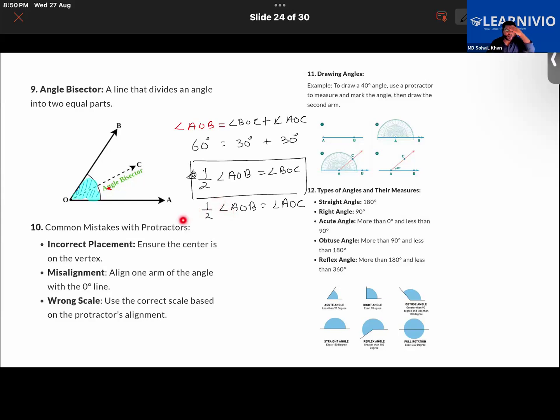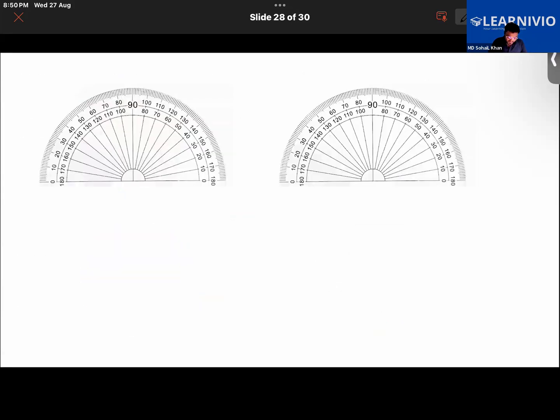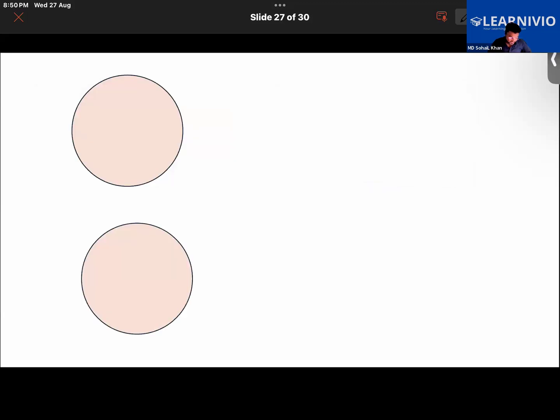Then there are some common mistakes that students usually make while taking the measurement or drawing the angle using a protractor. If you are incorrectly placing the center on the vertex, for example, this is the center of the protractor, and this needs to be placed properly over the vertex. If it is not, you won't be able to measure the angle properly. There will be an error in your reading.